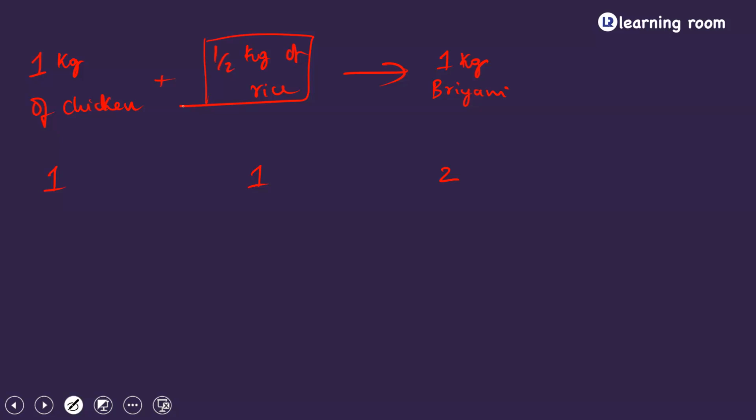Who is the limiting reagent? Rice. What is in excess at the end of the reaction? Chicken. How many kgs? Half kg.